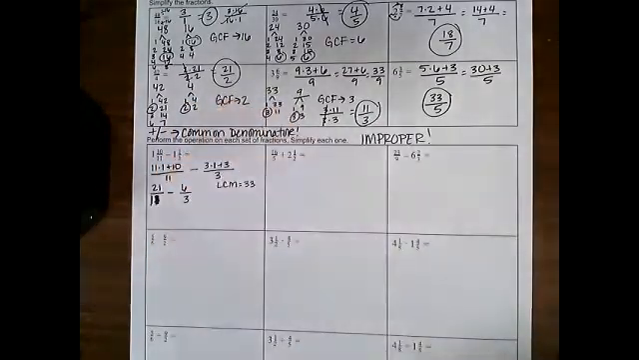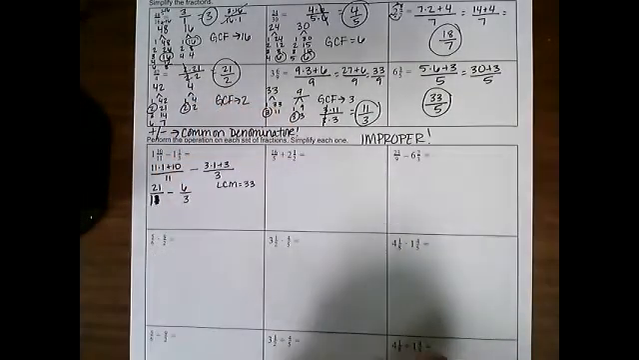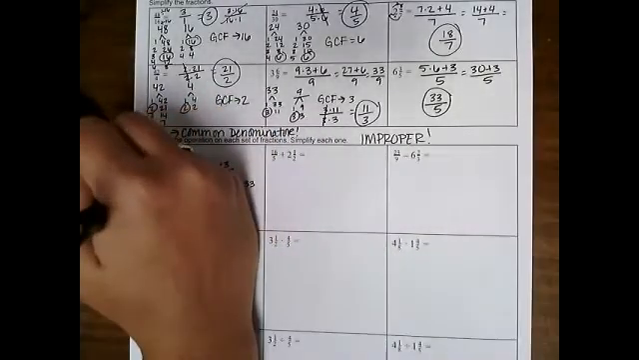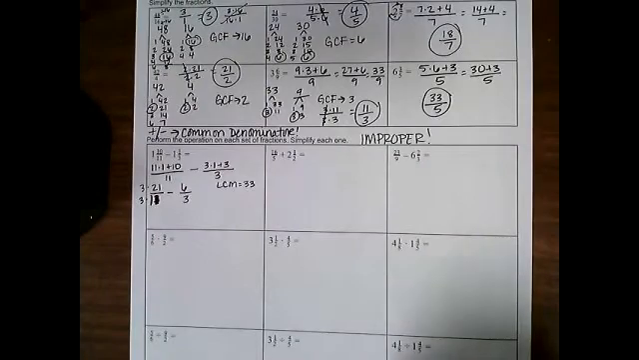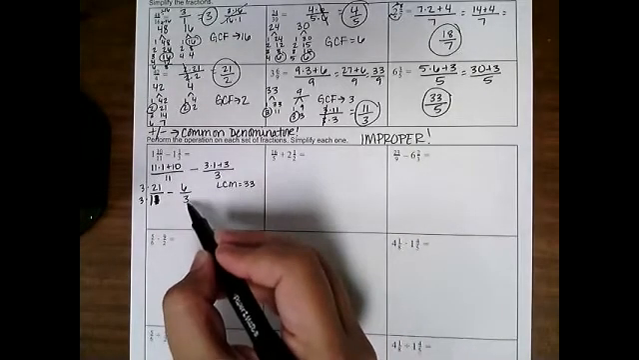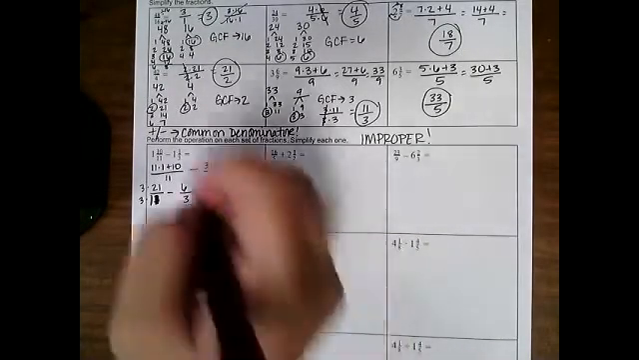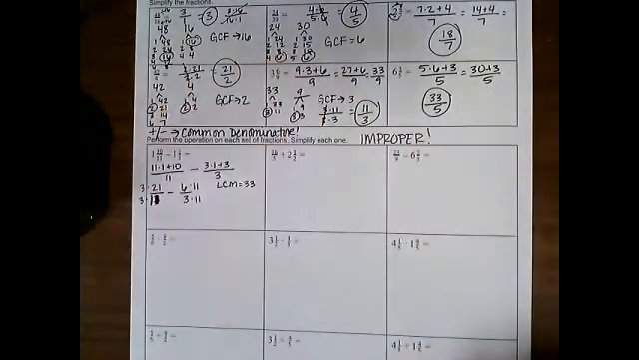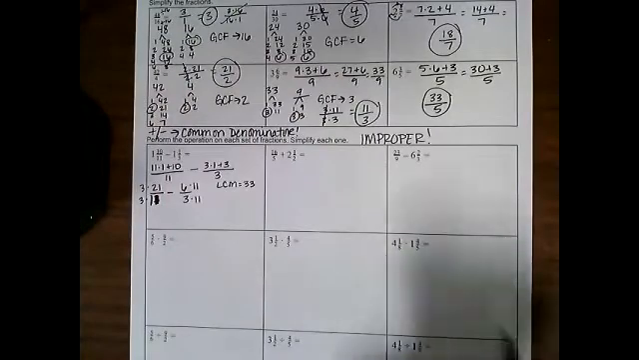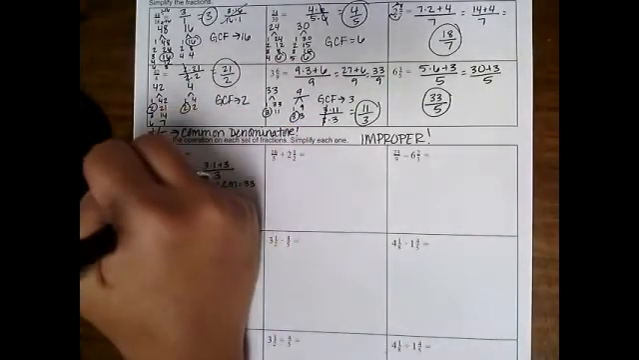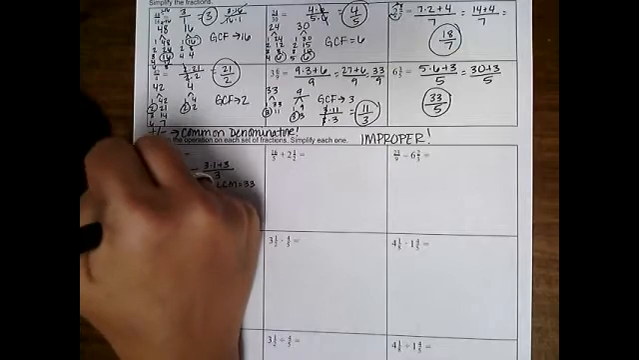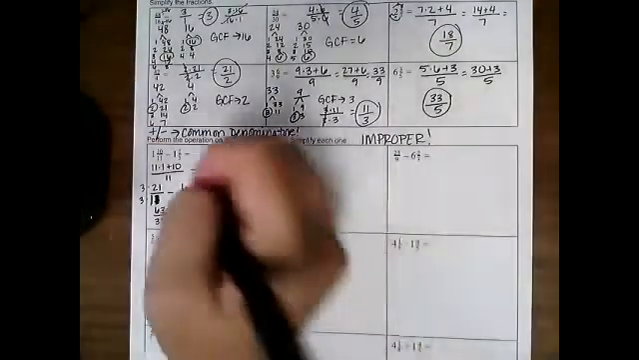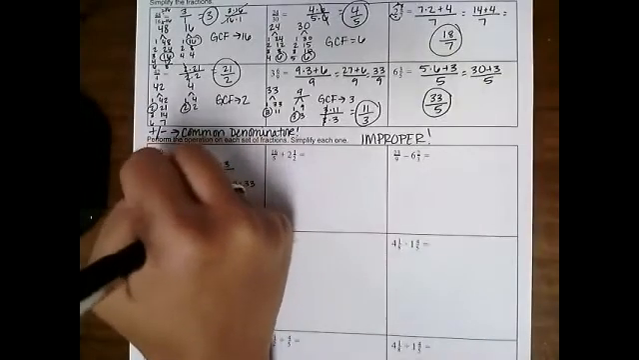So my least common multiple here is 33. So to get 33 from 11, I multiply it by 3. Whatever I do to the bottom, I have to do to the top. So 3 times 21, 3 times 11. And then here, to get 3 to look like 33, I multiply it by 11. Whatever I do to the bottom, I have to do to the top, or it changes my fraction. So 3 times 21 is 63. So I get 63 over 33 minus 6 times 11 is 66 over 33.